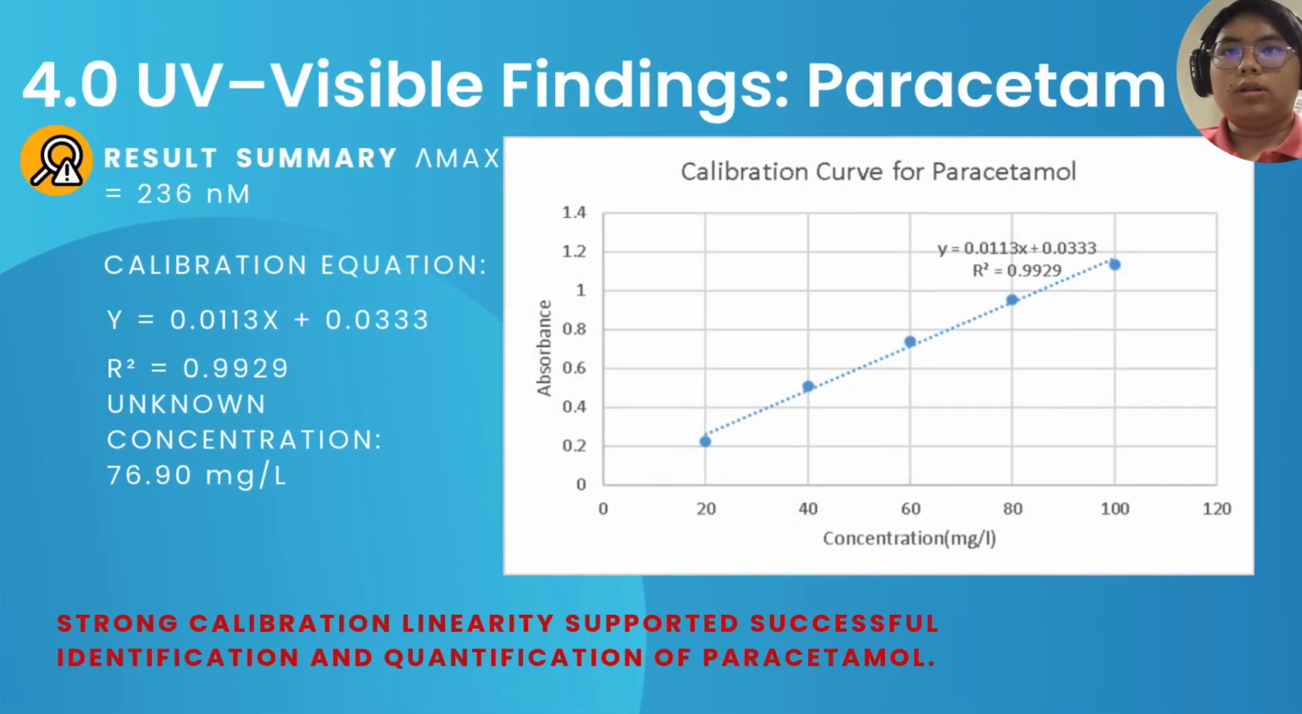For paracetamol, the maximum absorption wavelength was observed at 236 nanometers with an R-square value of 0.9929, indicating excellent calibration linearity. The unknown concentration was calculated as 76.90 milligrams per liter. Since the R-square value is very close to 1, this suggests a very strong relationship between absorbance and the concentration, supporting a reliable quantitative determination.